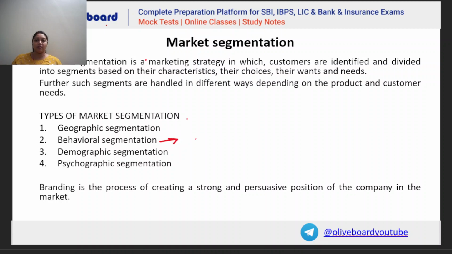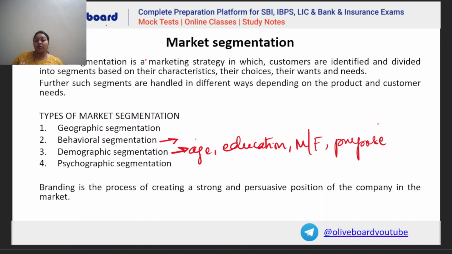Then demographic segmentation, like I told you, based on age, based on education, based on, let us say, male or female, right? Based on purpose, like sports, winter and all those things. Based on the characteristics of a population, whether the population is very poor or very rich, right? Based on the characteristics of a population, the market is divided.